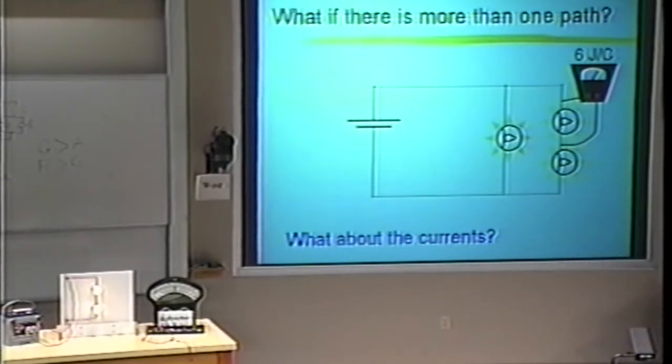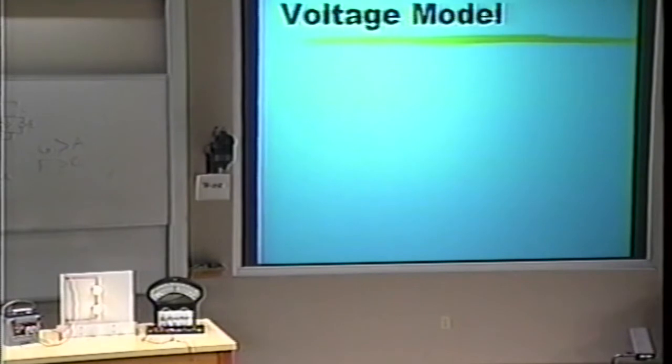What about the currents here? Well, there'd be a lot of current there, a little bit of current there. That would be the sum of the two. And indeed, that's just analogous to who goes down those easy paths and the hard path.